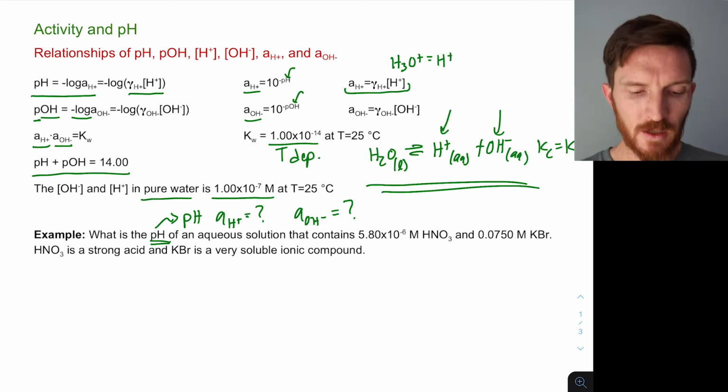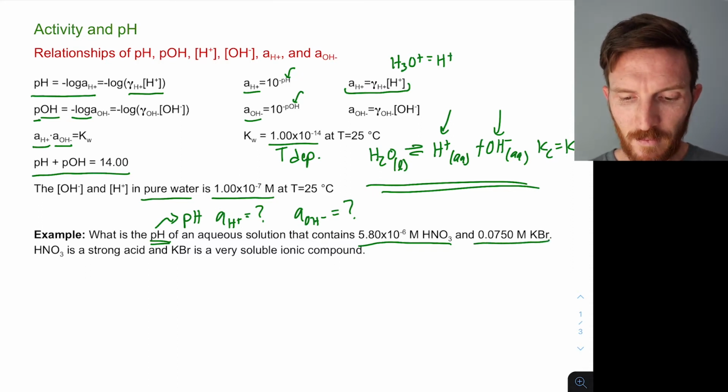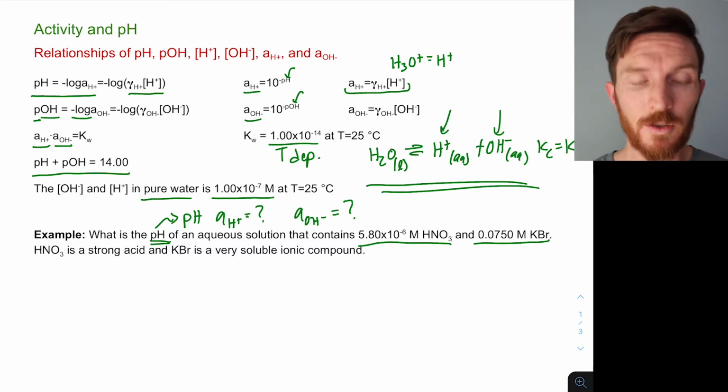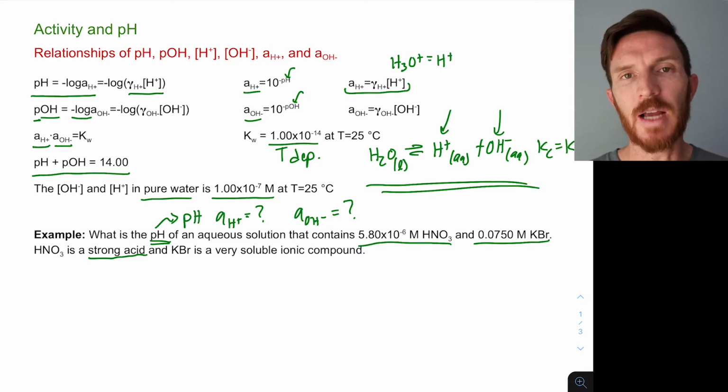We want to find the pH of an aqueous solution that contains 5.8 times 10 to the negative 6 molarity nitric acid and 0.075 molarity KBr. So we have both of those solutes present in our solution. We are told that our nitric acid is a strong acid. We can identify that as well.